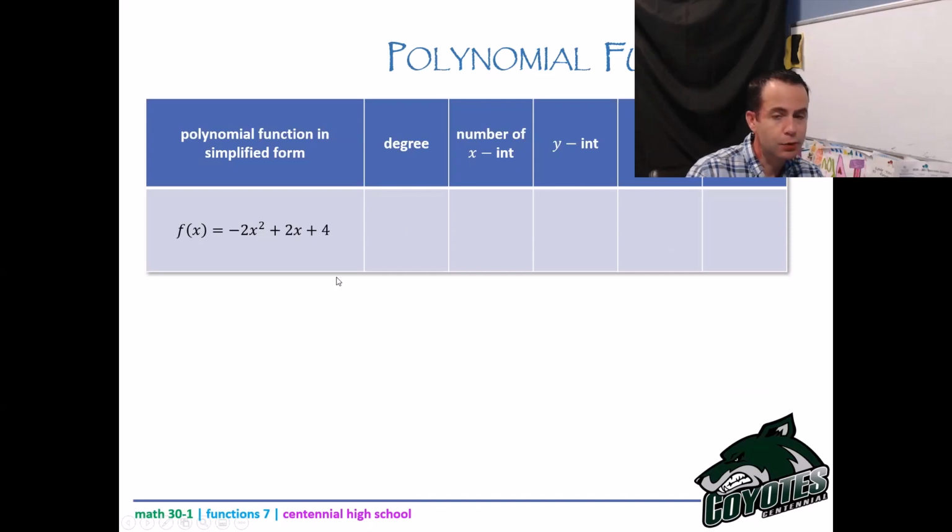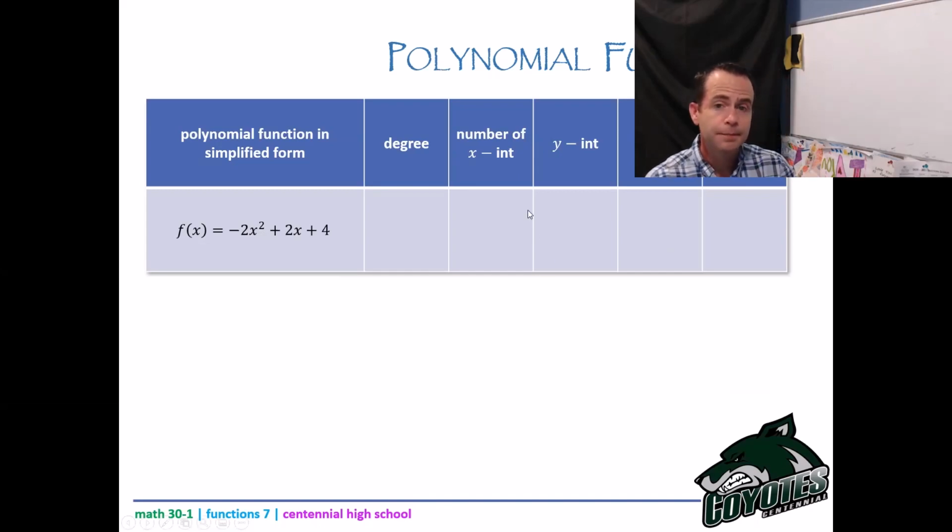Okay, so the degree is 2. The number of x-intercepts, well, I know this graph opens down. I know I have a leading coefficient of -2. That tells me the graph opens down. My constant term is 4, so that tells me the y-intercept. You may or may not be comfortable trying to figure out how many x-intercepts there are right now.